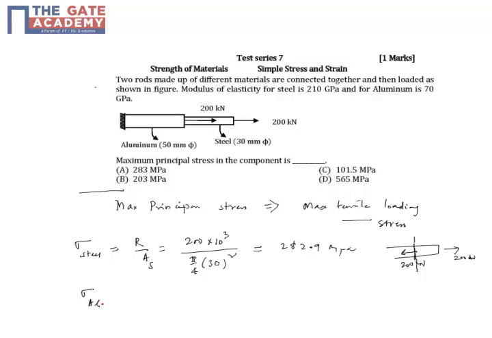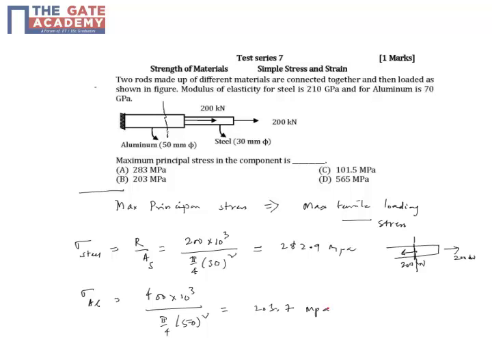Now coming to the aluminum. If I take a cross section here, the total load on the right side is 400 kilonewtons, so the load on this cross section is 400 kilonewtons. Same thing, load by area: 400 times 10 to the power 3 divided by pi by 4 d square, which is 50 whole square, since the area cross section is 50. This value comes out to be 203.7. You would have expected more stress because of the more load, but because the area increases, the stress is less.